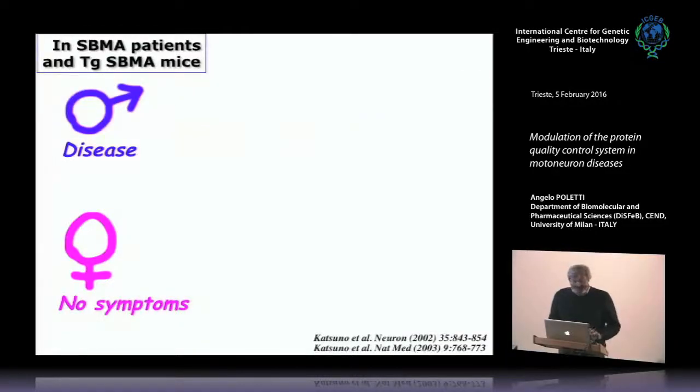The second advantage came from clinical observation and from experimental data collected in transgenic mice. First of all, SBMA only affects males. And if you produce transgenic mice, only males are affected. This is strange because in humans it's possible, since this is associated with the X chromosome, that with random inactivation of the X chromosome you may have half of the cells protected because they do not express the mutant allele. This is an explanation. But why in mice, where the allele is randomly integrated into the genome, are the females not affected?